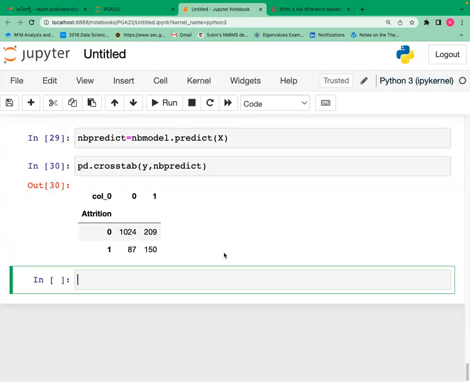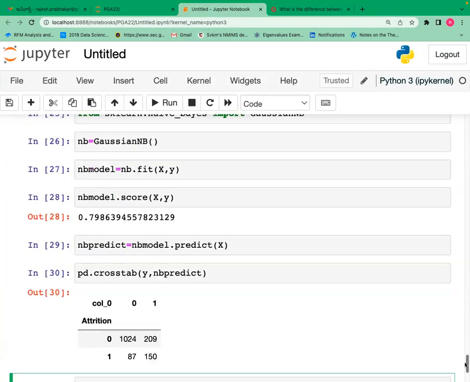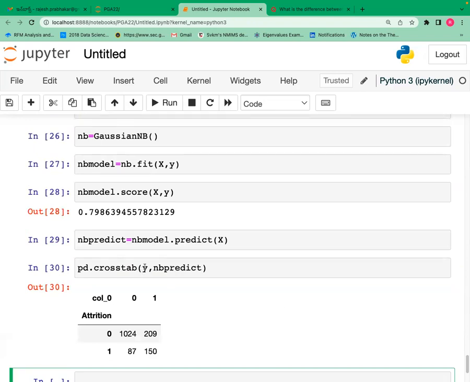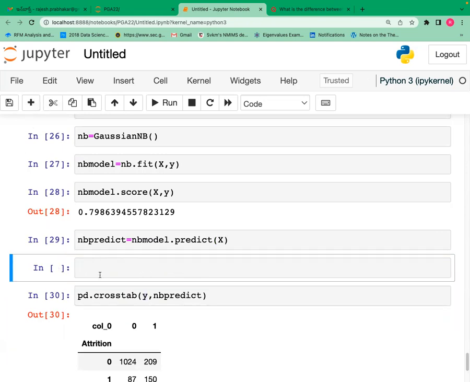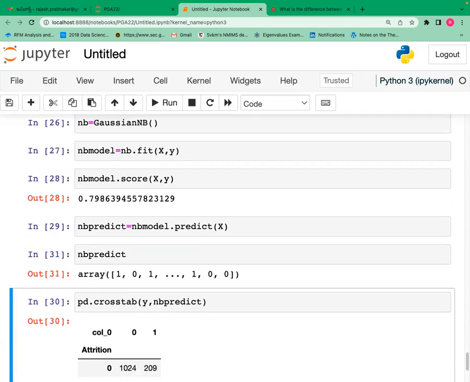So we are creating a confusion matrix here. A confusion matrix is a cross tabulation of actual class by predicted class. NB.predict will give you the predicted classes, ones and zeros. Your actual classes are there, which we have label encoded into 0 and 1, 0 being no, 1 being yes. So it is a cross tabulation of these two things.